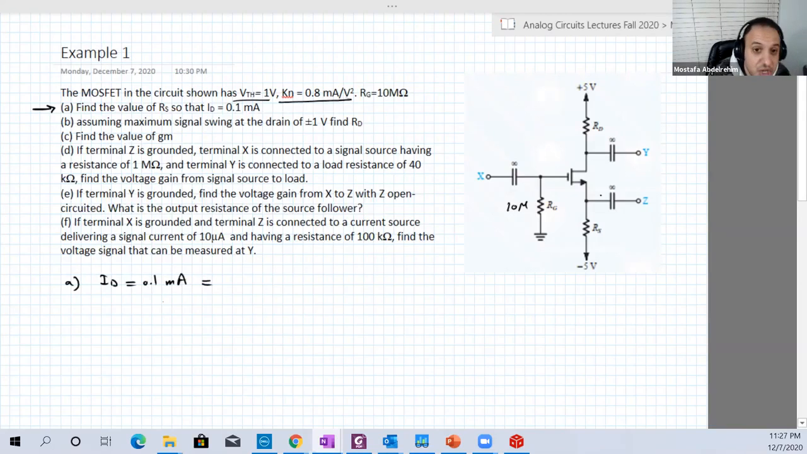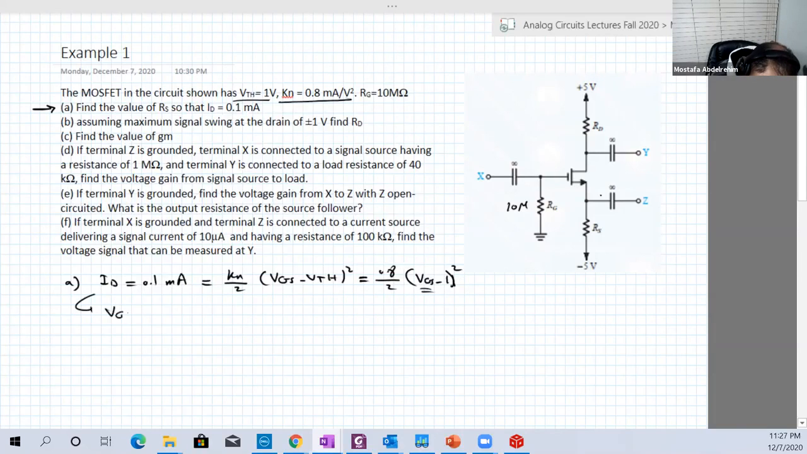So I'm going to assume saturation, and I'm going to verify this at the end. So 0.1 milli is equal to Kn over 2 times (VGS minus V threshold) squared. Kn is 0.8, 2 is constant, VGS is unknown, minus V threshold, which is 1. So the only unknown here is VGS. From that, we can get VGS equal to 1.5 volt.